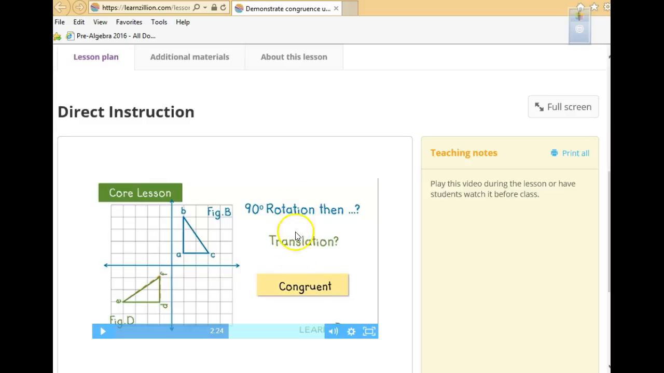So in that one right below, you're going to say they were congruent. What did they do? 90-degree rotation. Which way? Counterclockwise, and then they did a translation. Okay.